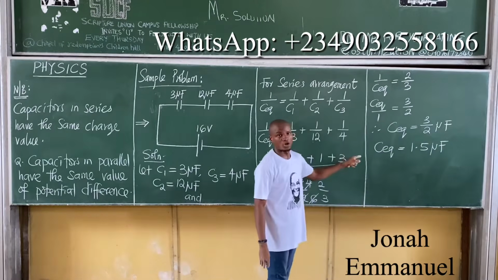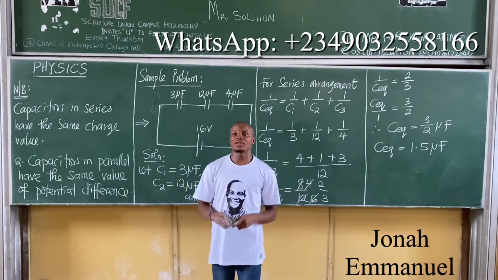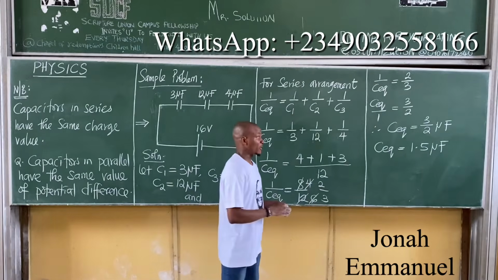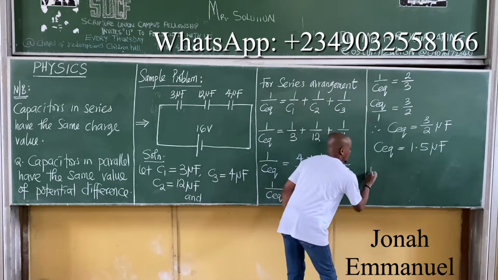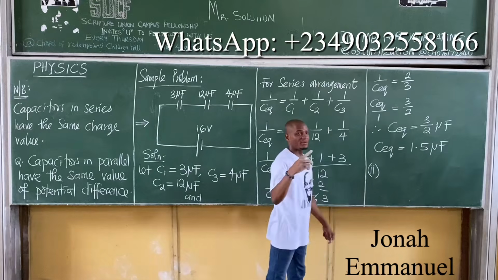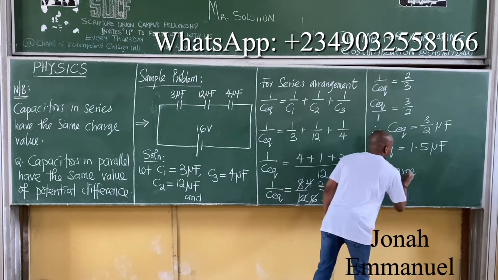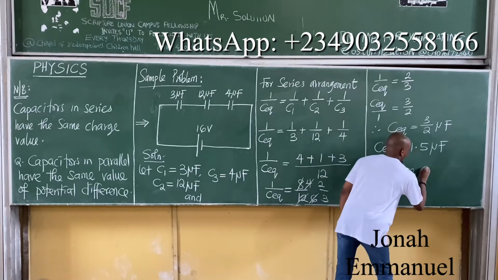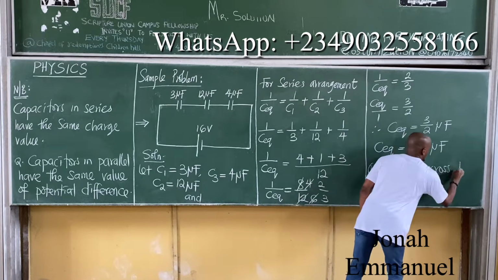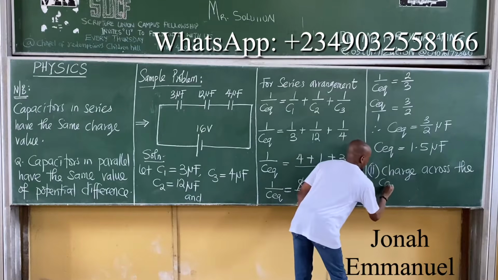This is part 1 of the question. Part 1 says find the equivalent capacitance. Part 2 says find the charge. Let's get the charge across the capacitor.